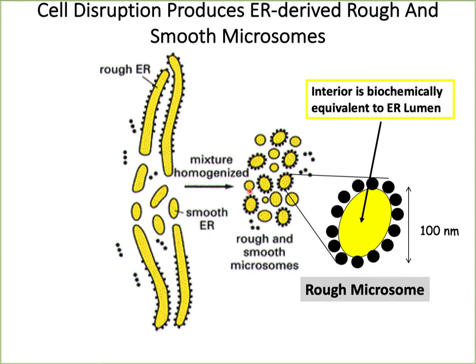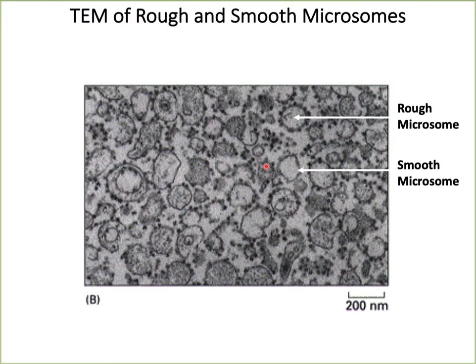In the case of rough microsomes, you have ribosomes bound to the outside and synthesizing the secretory proteins. These microsomes are very easy to isolate and purify, which makes it possible to study the biochemical and biophysical reactions that take place in the ER.